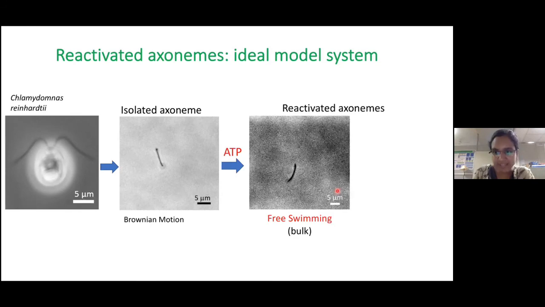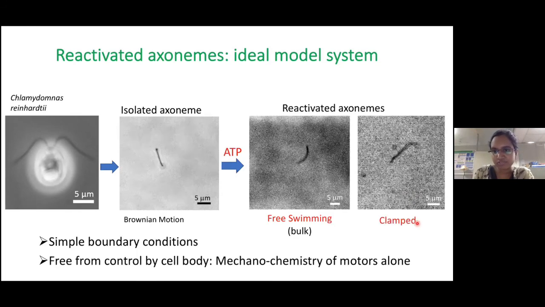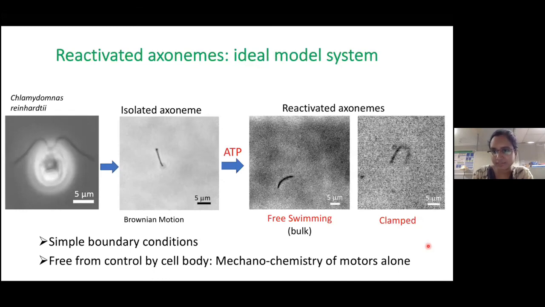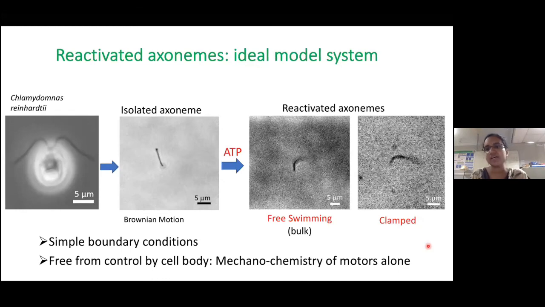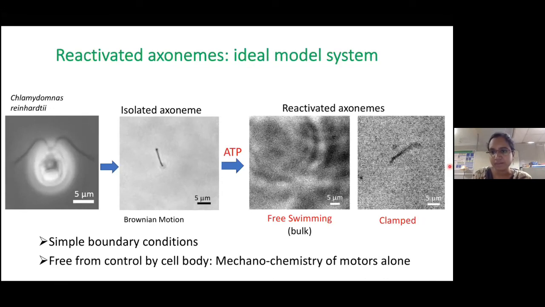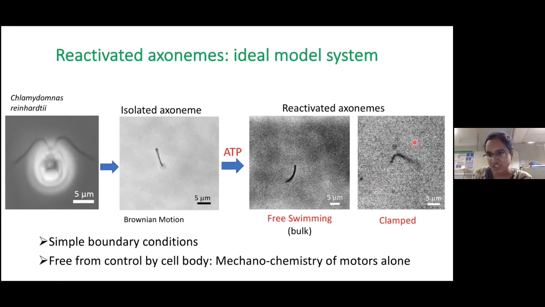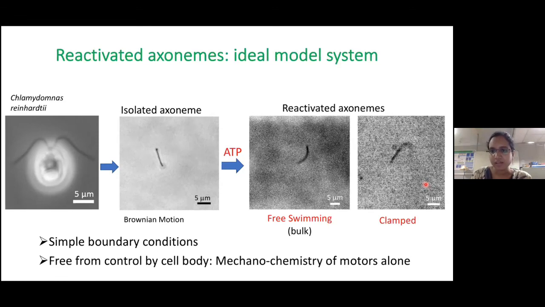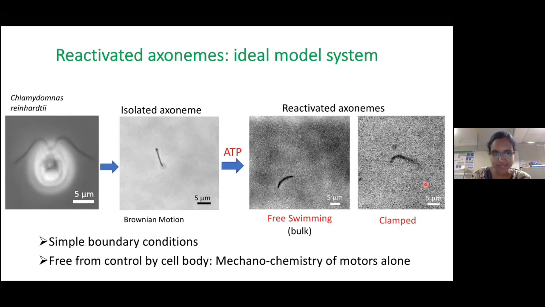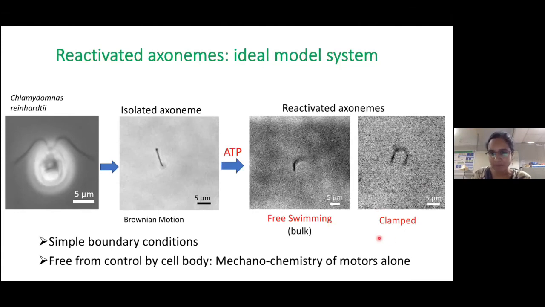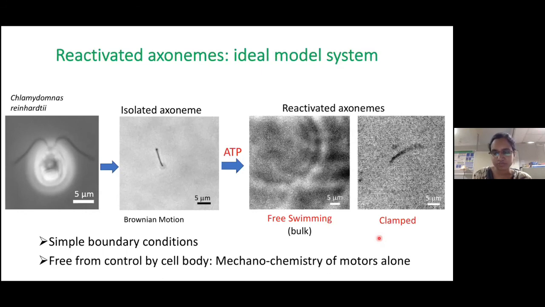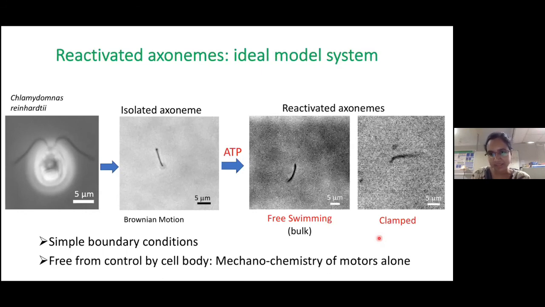If you anchor this filament onto the surface, then you will see the characteristic ciliary beating that I've been showing you so far. So the nature of the waveform is very similar to what you would observe on live cells, and this has very simple boundary conditions which you can use while analyzing the data.